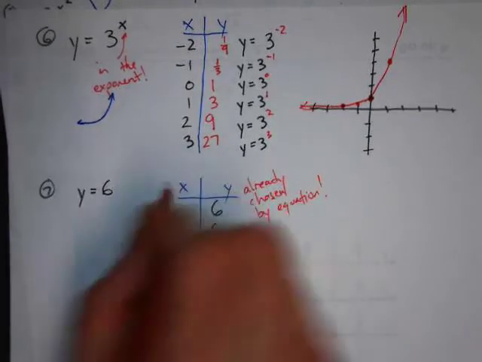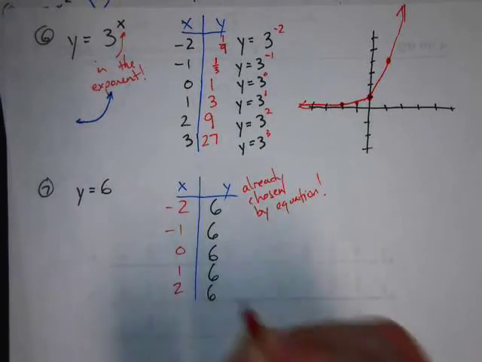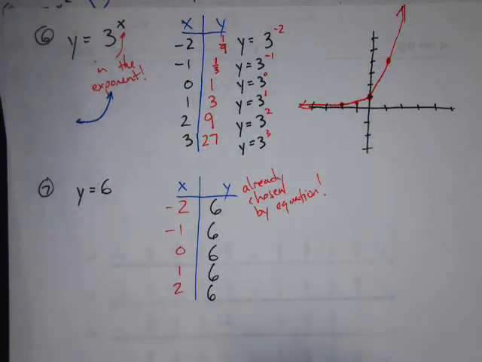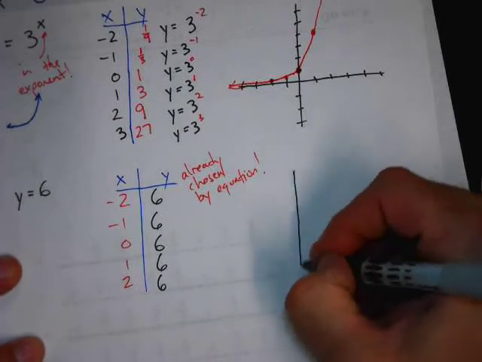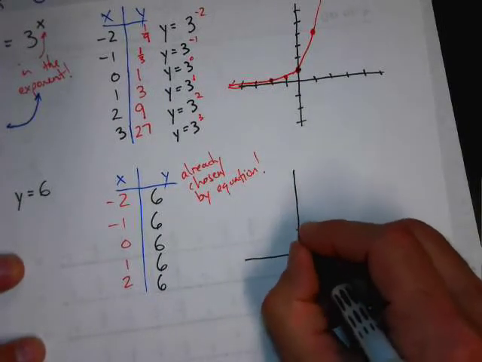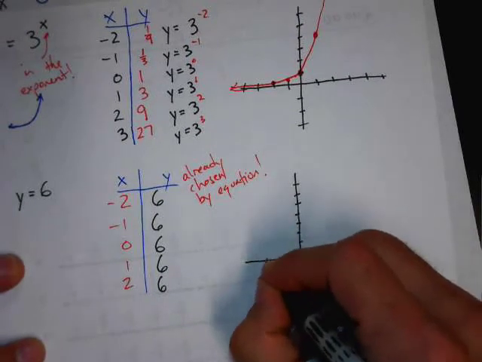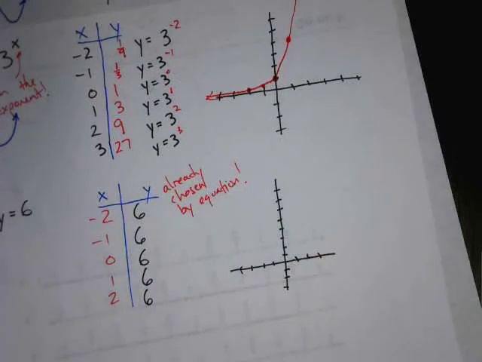And so we can stick to our basic x coordinates, -1, -2, 0, 1, 2. It doesn't matter what we choose, the y coordinate is going to be 6. That's what that means. Okay, so we're going to graph just that. So now we sketch our graph.